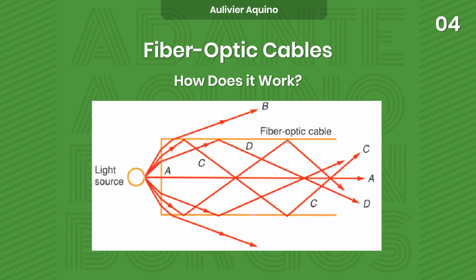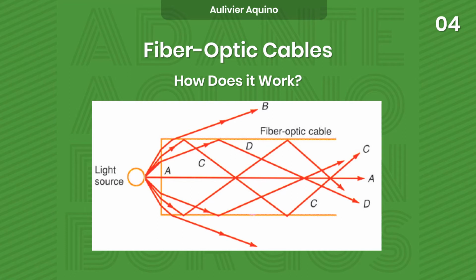Let's talk about how fiber optic cables work. The picture shows different light beams propagating in different paths. For light beam A, it enters perpendicularly at the end, and after entering, light beam A travels straight and exits the other end. For light beam B, it did not get reflected and it escaped outside the fiber optic cable. This is because the angle of incidence is less than the critical angle, thus it gets refracted.